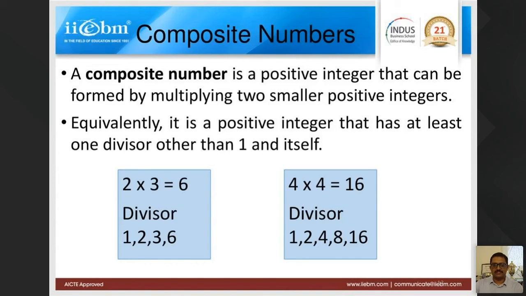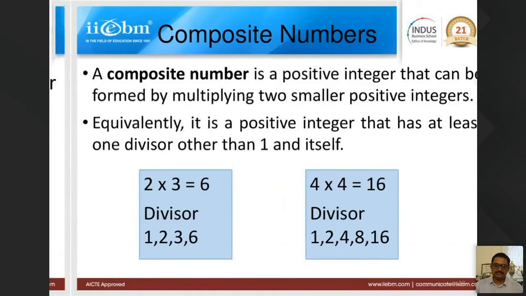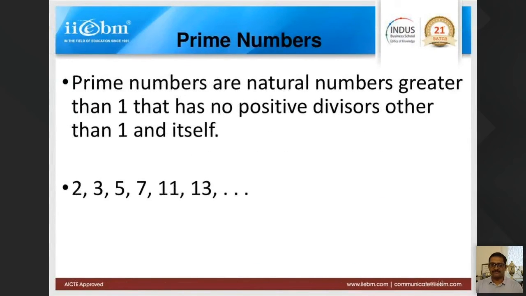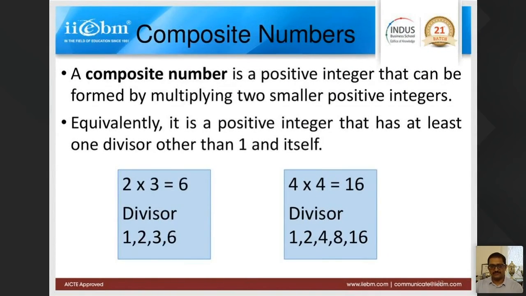Now, one of the characteristics it has is that it is a positive integer that has at least one divisor other than 1 and the number itself. What have we seen in the prime number? A prime number does not have any divisor other than 1 and the number itself. Whereas a composite number has at least one divisor other than 1 and that number itself. So it has at least 3 divisors.